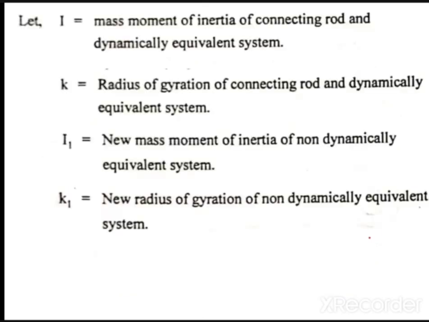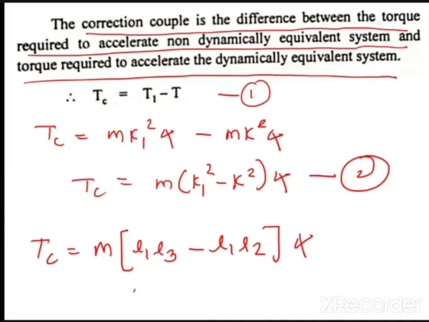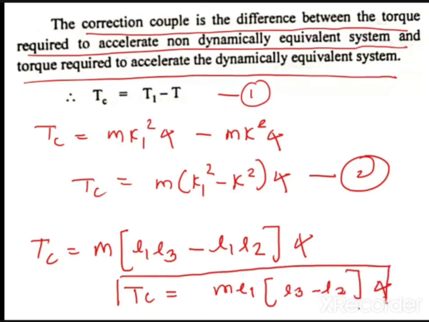आता मला इथे पुट करायचं, फक्त हे मी इथे पुट करतो. इथे मी पुट करतो. सो TC is equal to मला काय मिळणार? फायनल इक्वेशन मिळणार M into what is K1 square? K1 square काय आपण टाकलं? L1 L3, बरोबर, मायनस आणि K square आपण काय टाकलं? L1 L2 आणि मला काय मिळालं? अल्फा. सो मला फायनल इक्वेशन मिळालं TC is equal to, त्यातून मी काय कॉमन काढू शकतो का? M L1 कॉमन काढू शकतो, L3 minus L2 into alpha. So this is called as a correction couple and this you have to remember. Okay. So this is called as a formula for the correction couple.